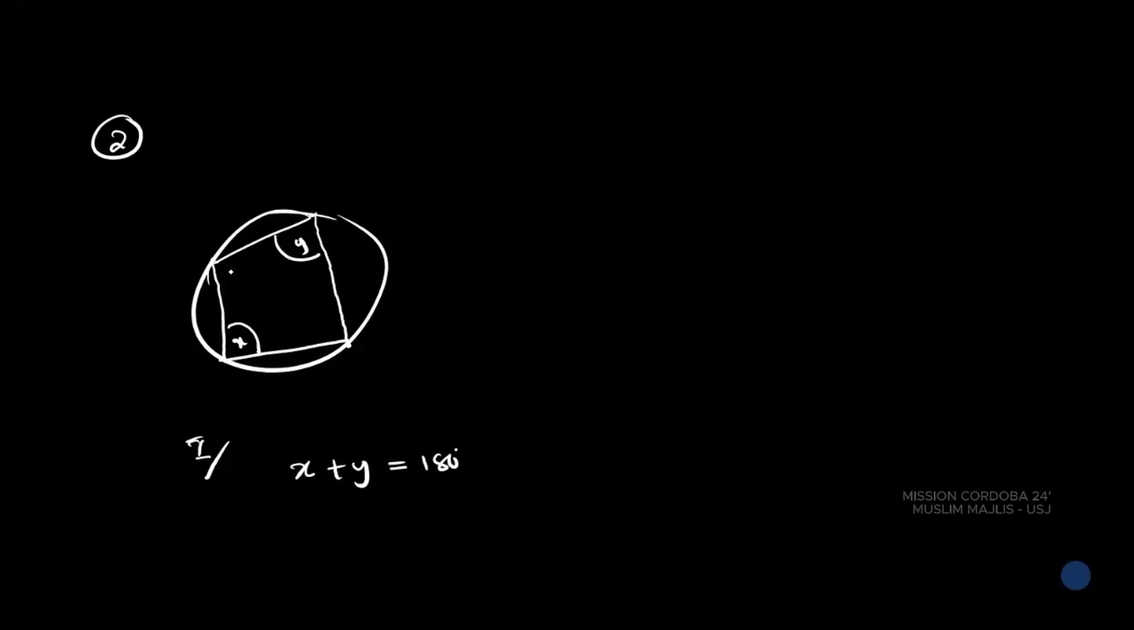It applies for other sides also. If I take this as Q and R, Q angle and R angle will add up to 180. If it is a cyclic quadrilateral, opposite angles are supplementary. So what is the converse of it? If opposite angles are supplementary in a quadrilateral, definitely that quadrilateral is a cyclic quadrilateral. Right. What's the second theorem?